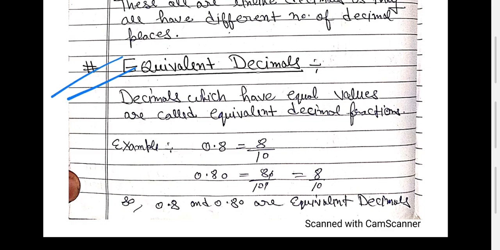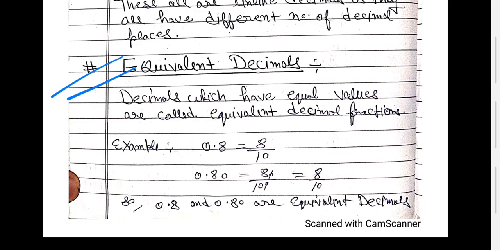Next one, equivalent decimals. The word equivalent is derived from the word equal. It means that if all the decimals are equal, then they are known as equivalent decimals. Suppose you have two decimals, and if they both are equal, they are known as equivalent decimals.